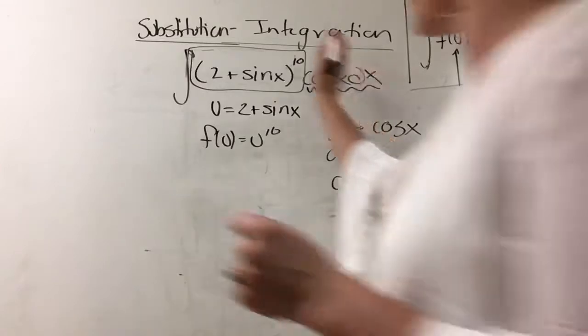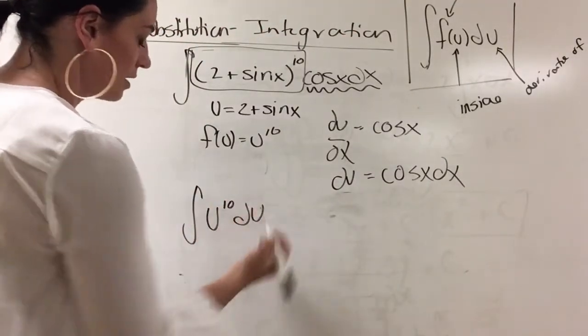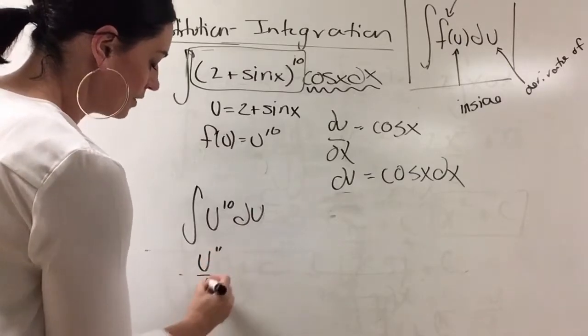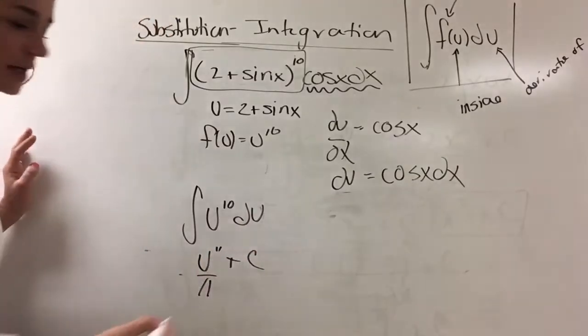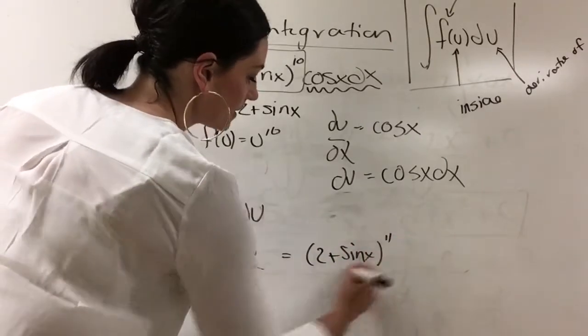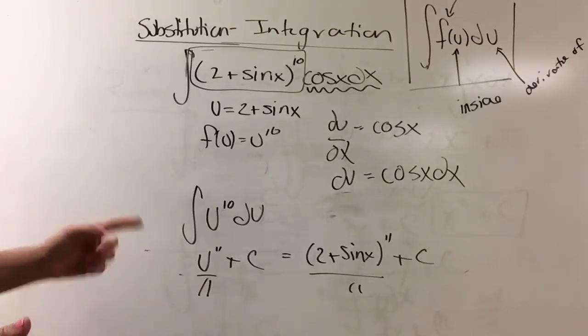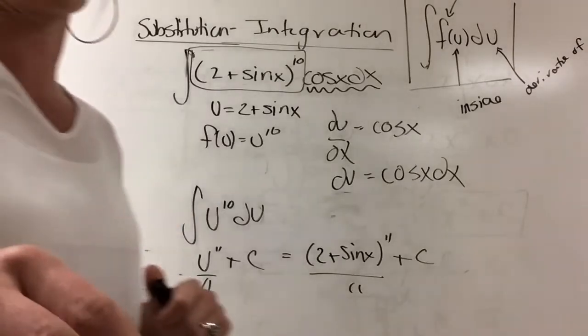Now I'm just going to substitute that all in, so I end up with u to the 10 du. The integral of u to the 10 is u to the 11 over 11 plus c. Then I just plug in u, so (2 plus sine x) to the power of 11 over 11 plus c. Okay, so those are basic substitution questions. I'm going to do a trickier one in the next video.